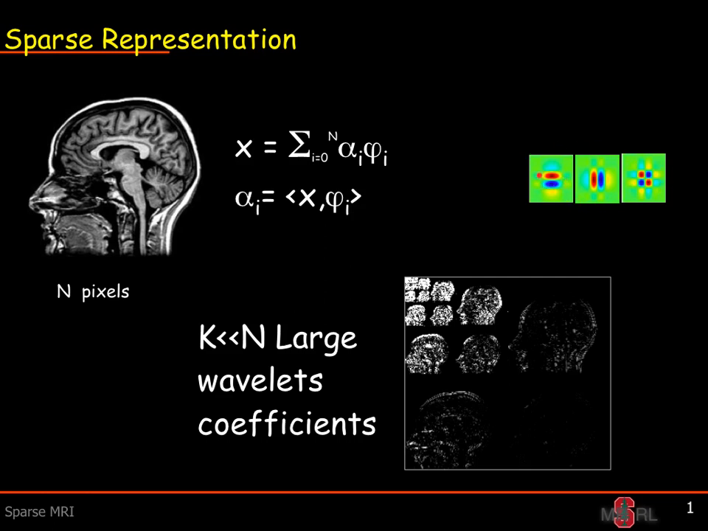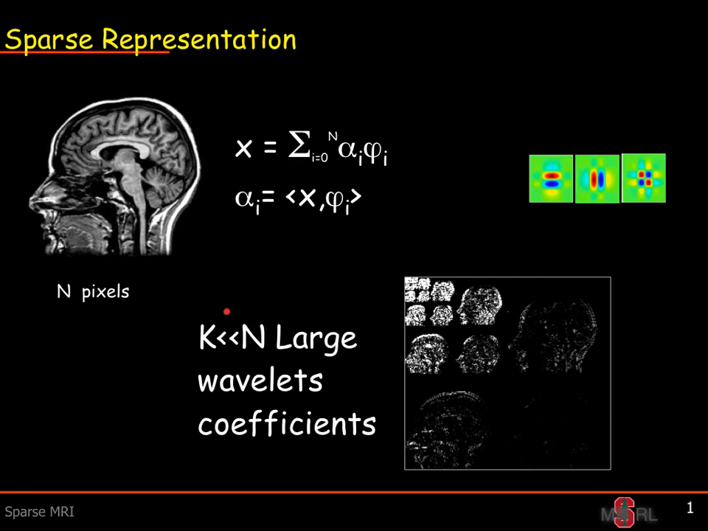What you can see here is a large positive value here and a large negative value here. So this is a wavelet that is taking finite differences in the vertical dimension. Likewise, this one is taking finite differences in the left-right dimension, and this one here is taking diagonal differences.